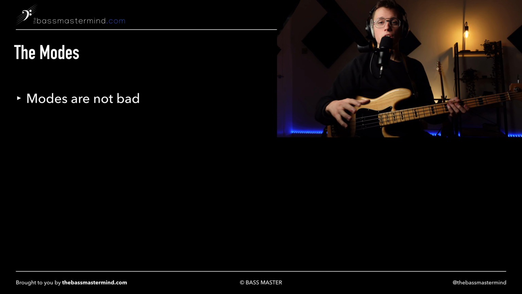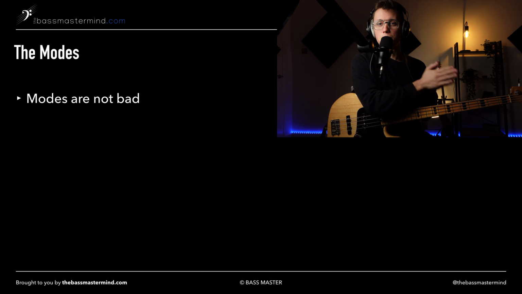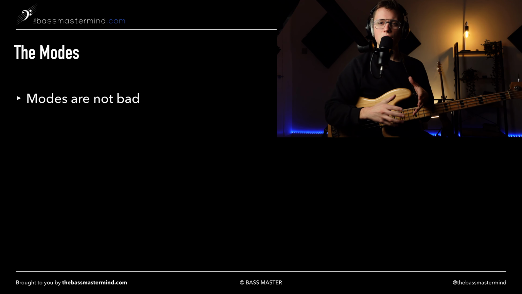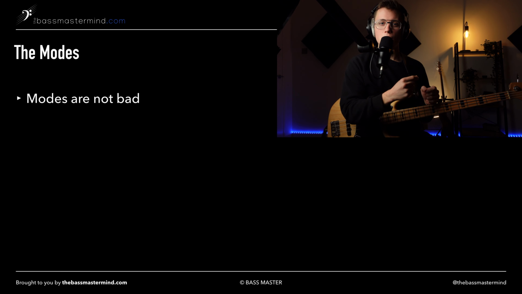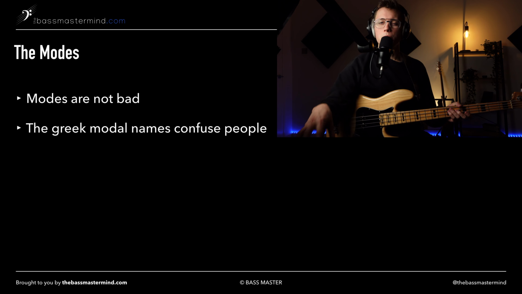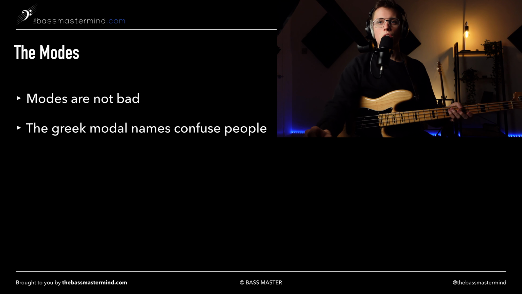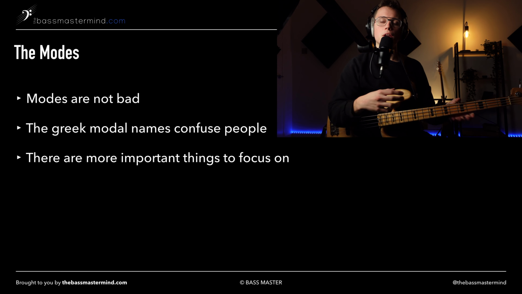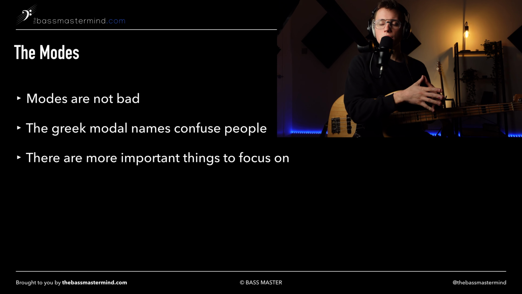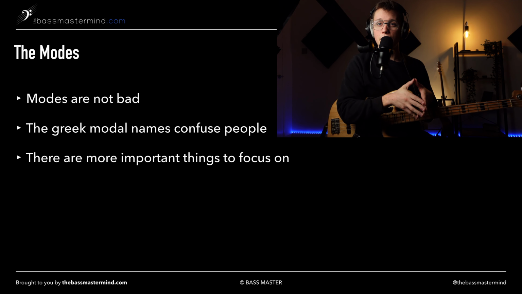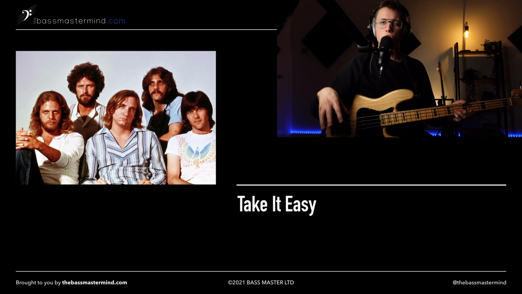Now, I want to be clear in this video, I'm not saying that learning the modes is bad. I just don't think it's necessary to learn the Greek modal names when you're just starting out. When musicians use the Greek modal names such as Aeolian, Locrian and Phrygian, it may confuse a lot of beginners. Not only this, but I also think there are more important things to focus on at the beginning stages of your bass journey. So throughout this lesson, I'll be referencing the song Take It Easy by the Eagles.